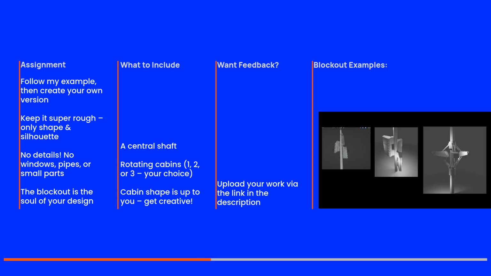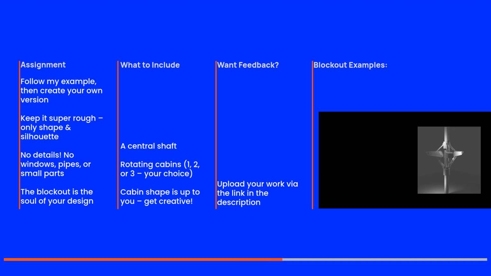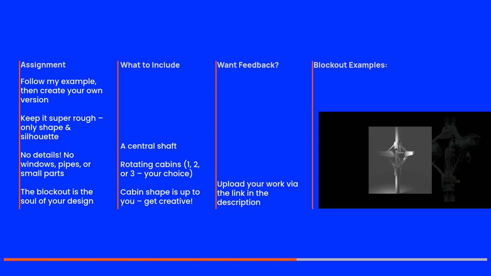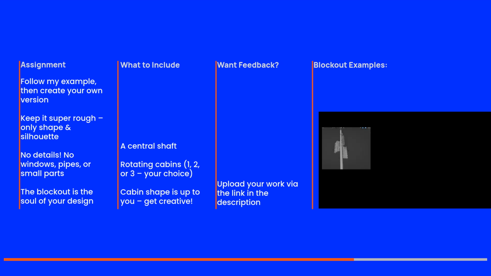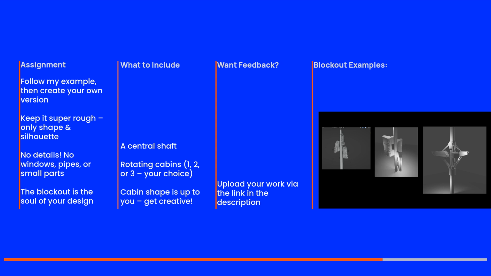Your elevator should have a central shaft and rotating cabins. Whether you add 1, 2, or 3 cabins, this is up to you. Same with the cabin shape. That's your creative choice. But make sure to stick to the rotating elevator idea. These limits help you finish quicker, and we will use your elevator later for visual effects shots. So having a similar setup will make things easier for you to follow along. I started with a quick sketch or blueprints, but that's optional. You can also just start blocking directly in 3D.